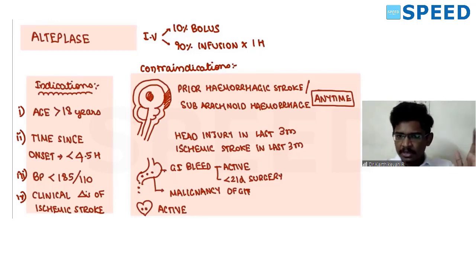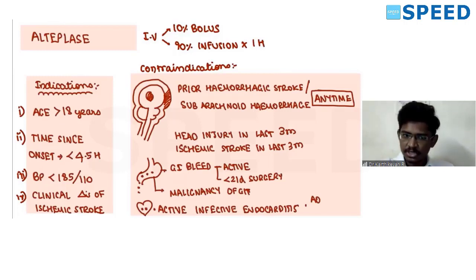Then, any person who has active malignancies of the GI tract. If you give thrombolytic agents, that will continue to bleed like anything. GI bleeding will start up. So you should never give it in such patients.